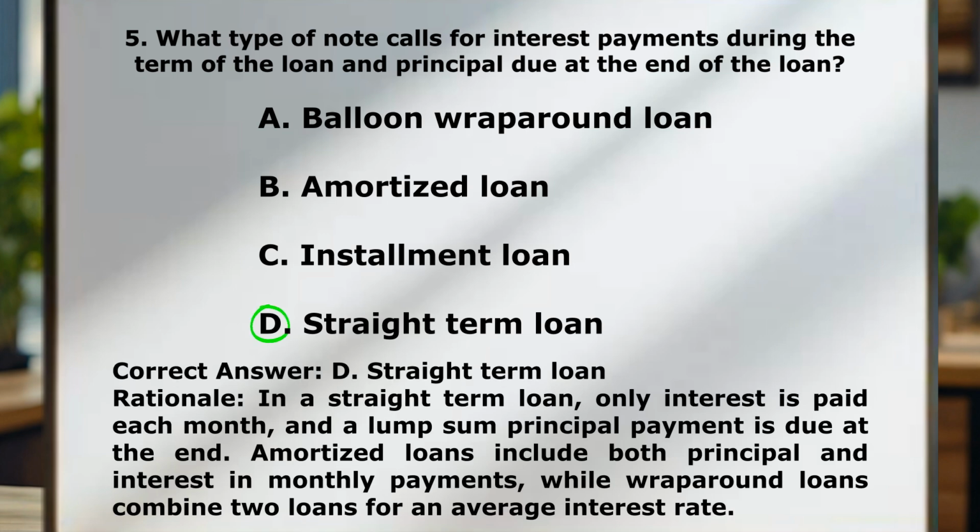In a straight term loan, only interest is paid each month, and a lump sum principal payment is due at the very end. Most 30-year fixed mortgages that we are familiar with are amortized loans. So that means every month, the borrower is paying both principal and interest.